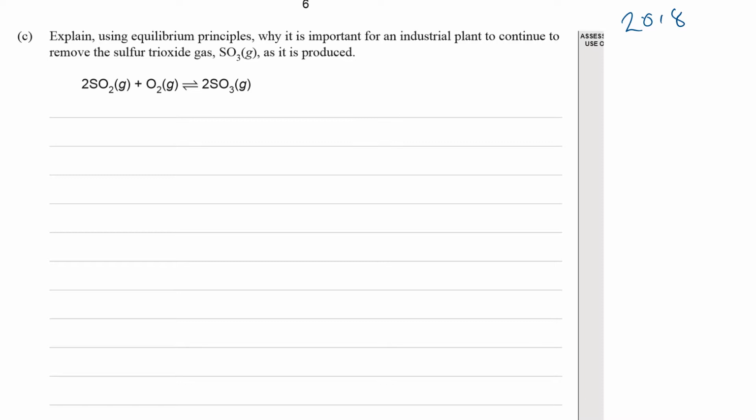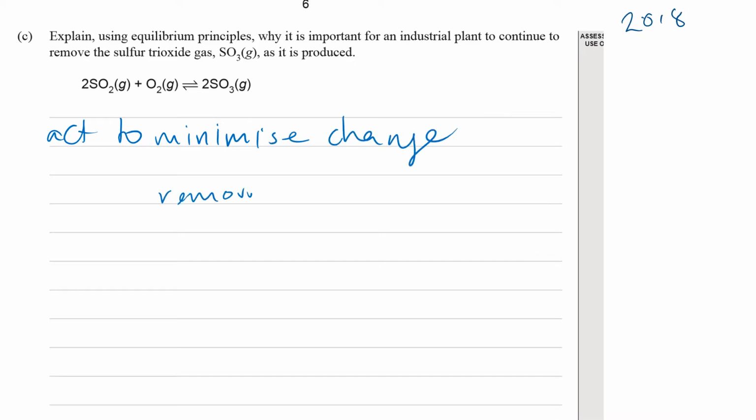Again, 2018 exam question about the sulfur dioxide trioxide. Explain using equilibrium principles why it is important for an industrial plant to continue to remove the sulfur trioxide gas as it is produced. So the system is at equilibrium. It will act to minimize change. So if you remove products, it will act to make more products.